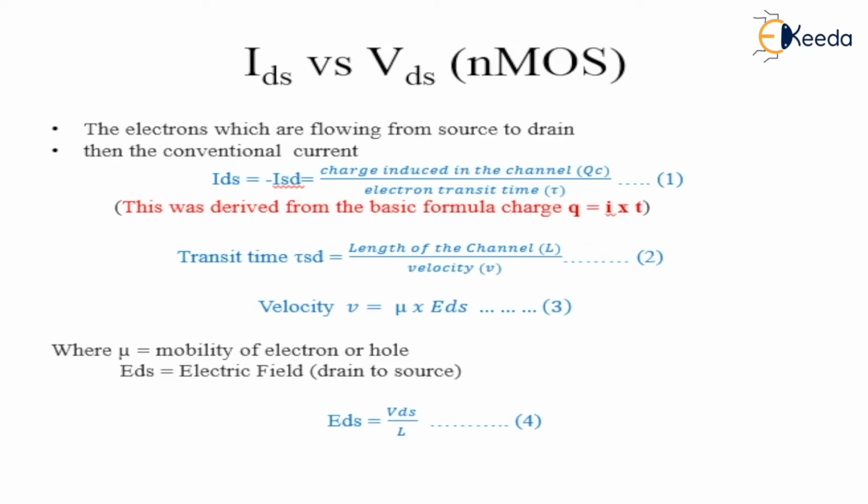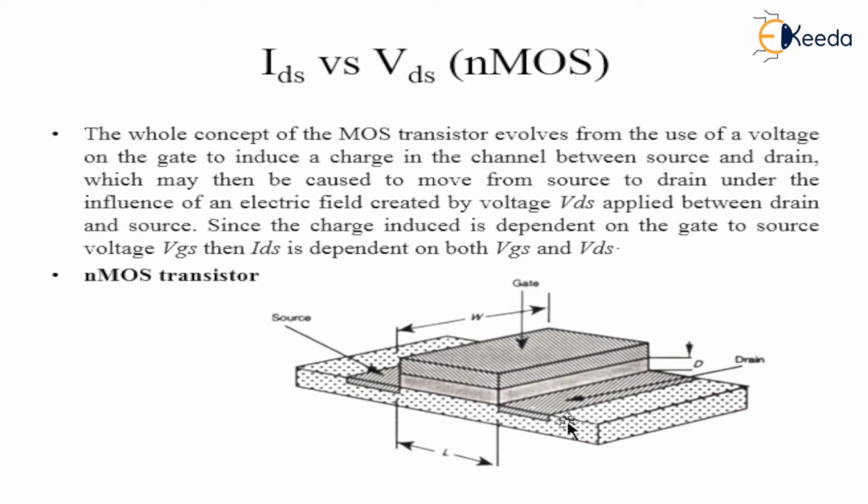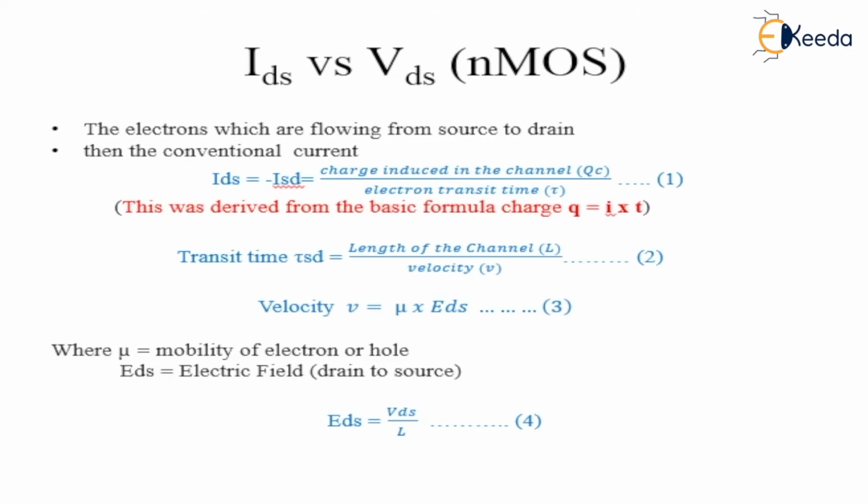First, the electrons flow from source to drain. When VDS is at a finite value, that is, when there is a voltage between drain and source, there will definitely be a flow of current between drain and source. So the electrons flowing from source to drain cause a current.